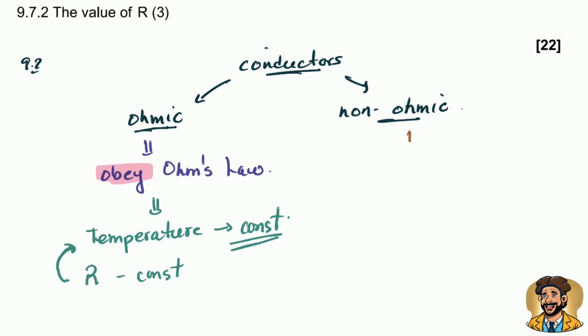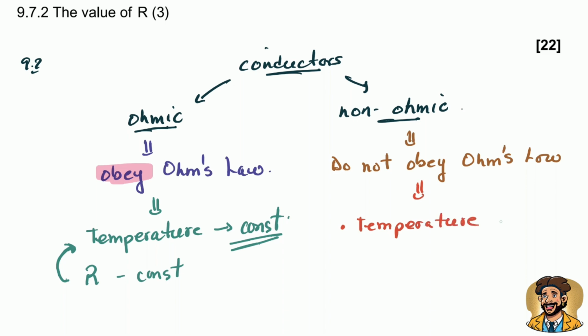But there are those conductors that do not obey Ohm's law. Now, why will that be, guys? Well, it's easy. Because temperature changes. If temperature changes, resistance changes. I want you to know that resistance is directly related to temperature. If the temperature changes, resistance will change, and therefore Ohm's law will not be obeyed in this case.